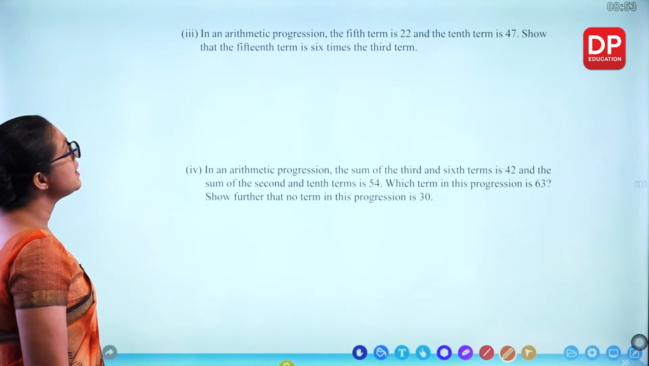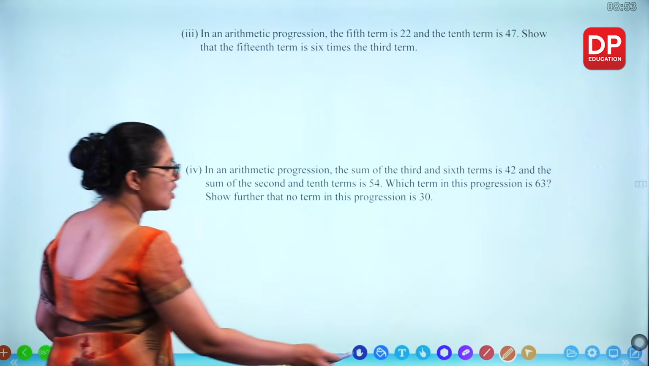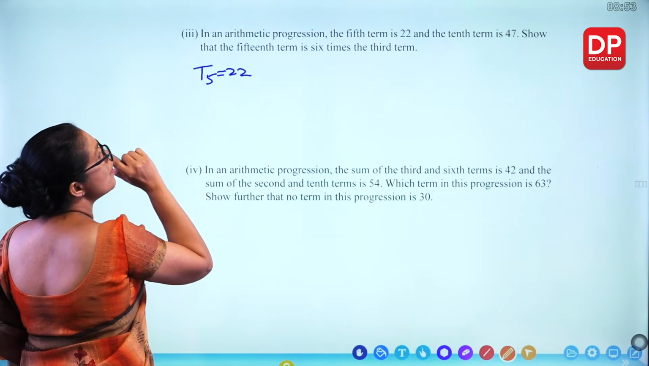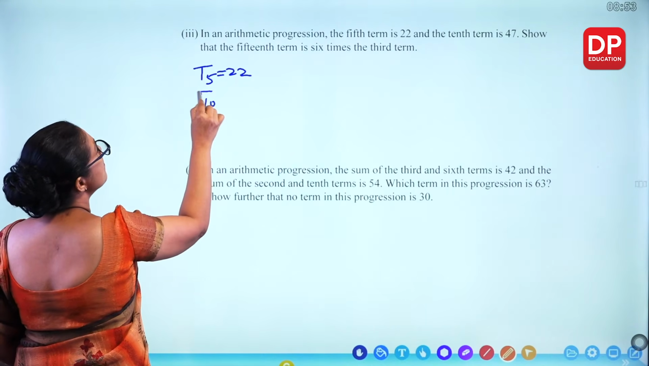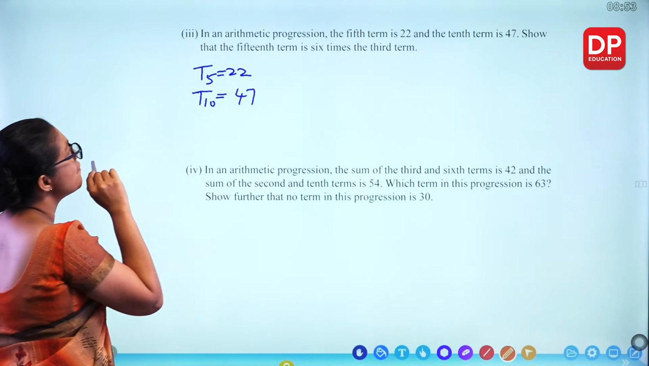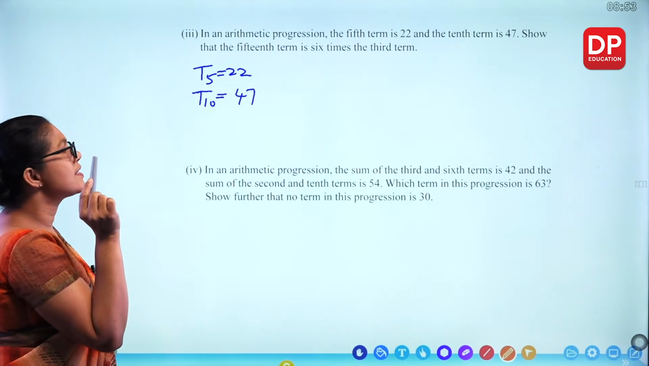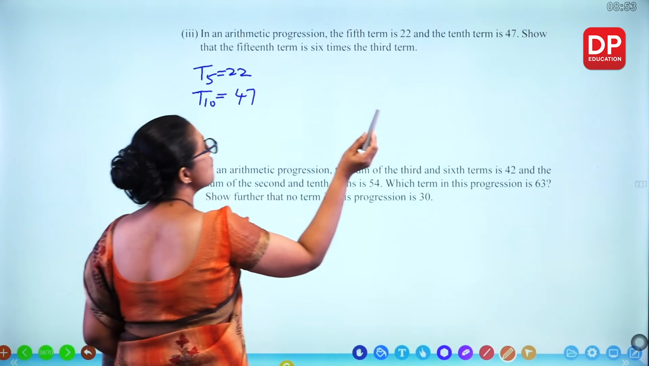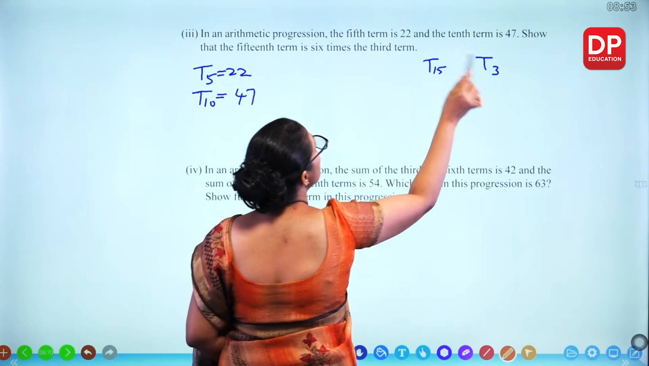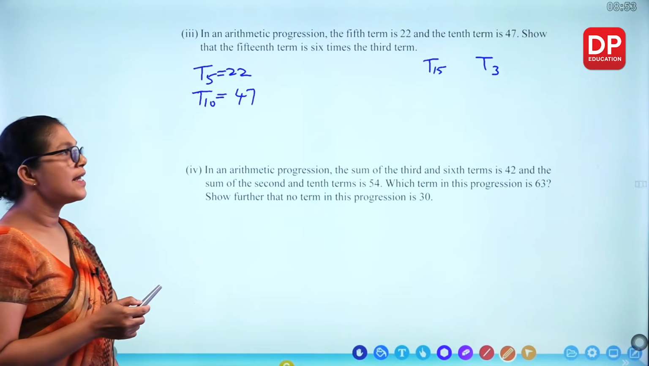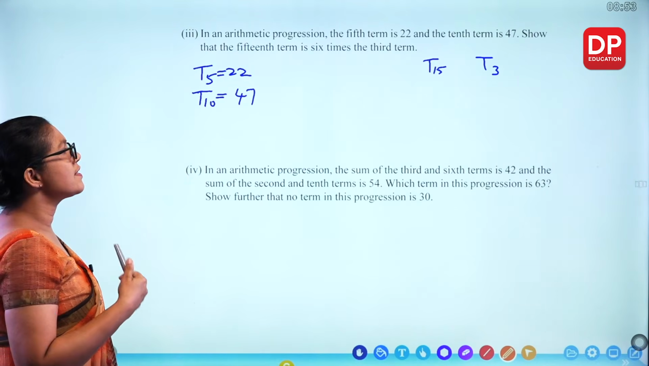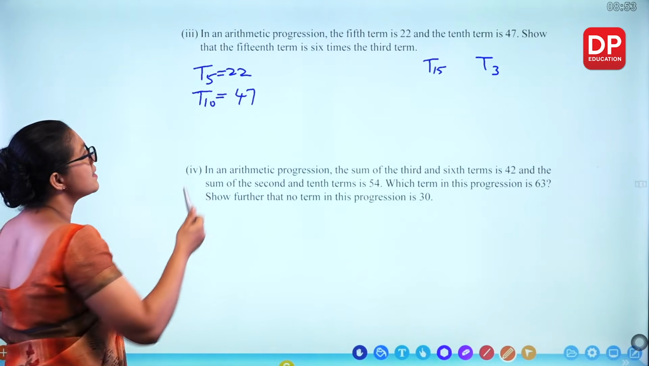Part 3. In an arithmetic progression, the fifth term is 22 and the 10th term is 47. Show that the 15th term is 6 times the third term. So we need to find out the 15th term and the third term and see whether it's 6 times bigger. So again you have to find the first term and difference to find the 15th and third terms.